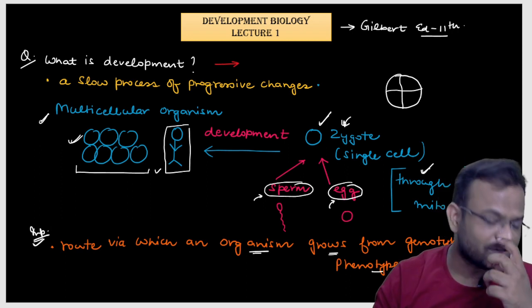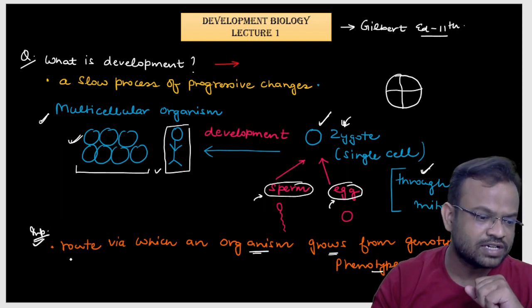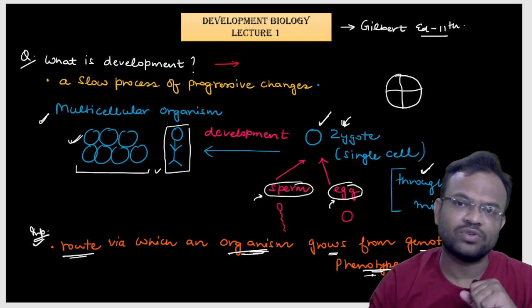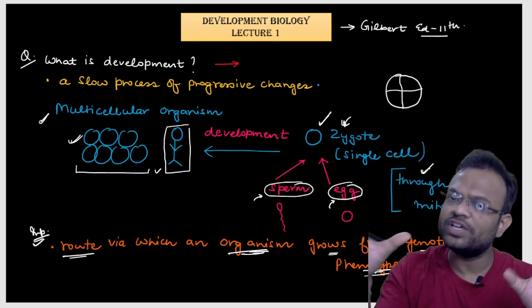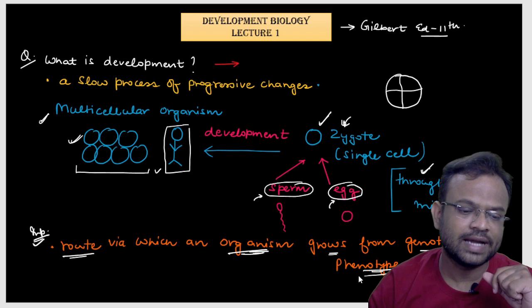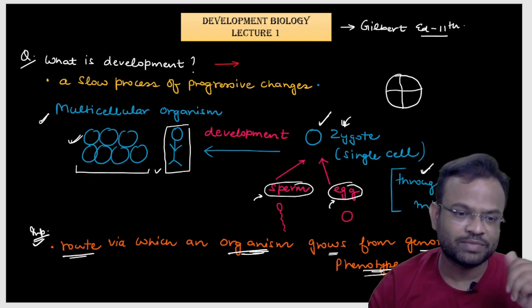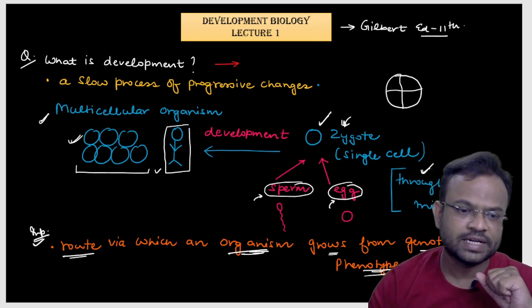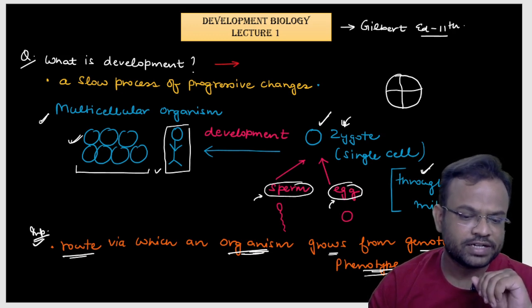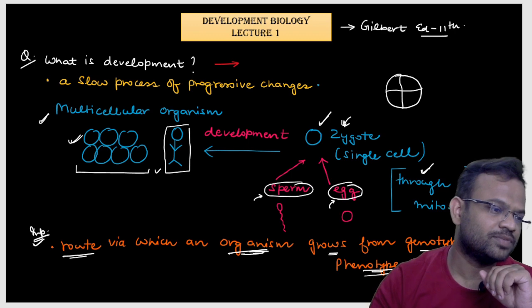So in case of development, it can be termed as the route via which an organism grows from genotype to phenotype. From the genotype, we are moving towards phenotype. This is called development. And the study of this will be called developmental biology. I hope this concept is clear. Now let us move on to the next page.